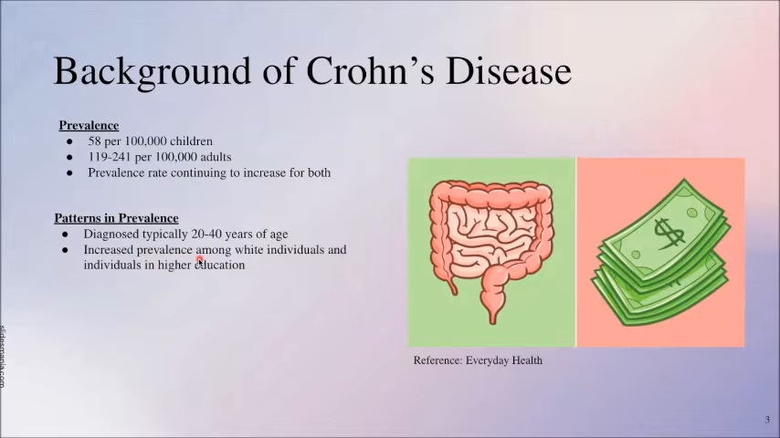The typical age range for when Crohn's disease is diagnosed is around 20 to 40 years, although new cases can still occur later in life. The annual economic burden of Crohn's disease to US healthcare is estimated to be about $6.3 billion annually.